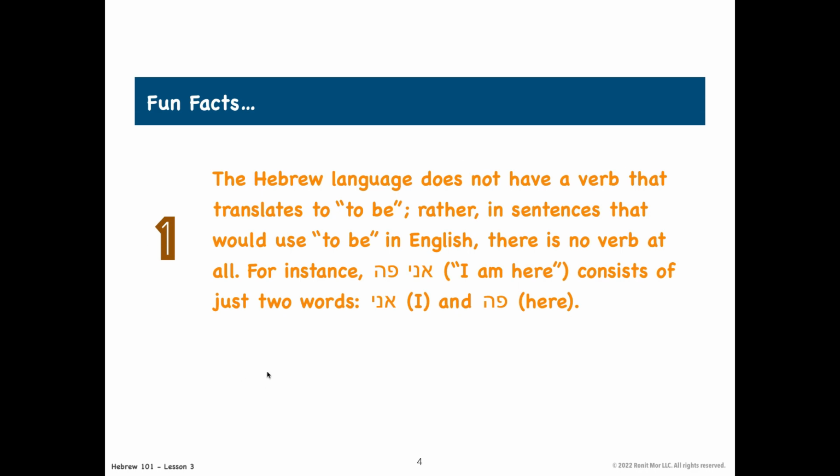Okay, so before we continue with the next 4 letters, I wanted to start sharing fun facts. So the Hebrew language does not have a verb that translates to be. Rather, in sentences that would use the to be in English, there is no verb at all. For instance, ani po, which means I am here, consists of just 2 words, ani and po, I am here. Okay?